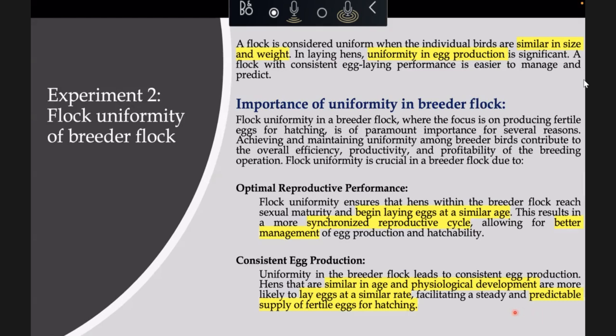They know it because they have all the records of their breeder stock, or breeder laying birds, records at which age they are, and at that time how many eggs are going to be produced from that flock. So if the flock is uniform, we can predict it accurately. That is the importance talked about here.